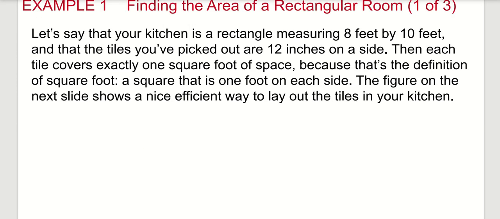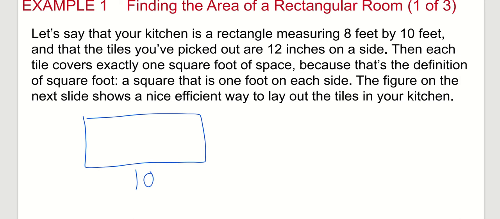Let's take a look at the first example. We want to find the area of a rectangular room. Especially as you're reading through and doing a lot of the problems in this geometry section, if you're able to diagram them out, a lot of times that can be helpful. In example 1, we have a rectangular kitchen. So I'm going to draw a rectangle here. And we're told that it's 8 feet by 10 feet.